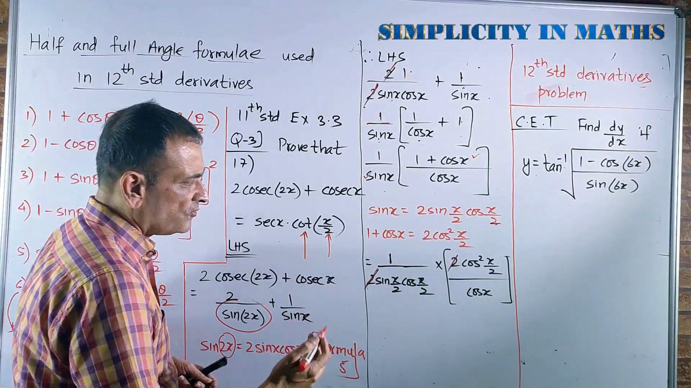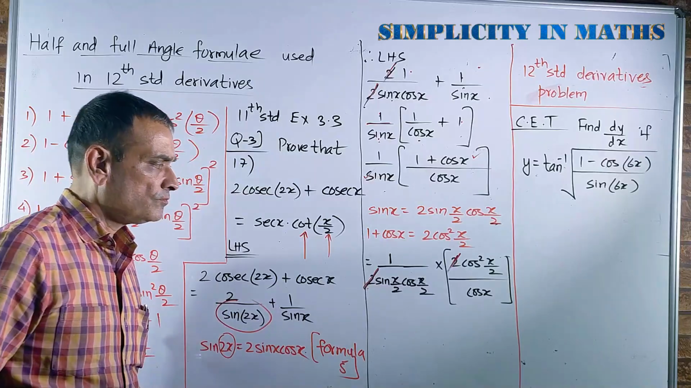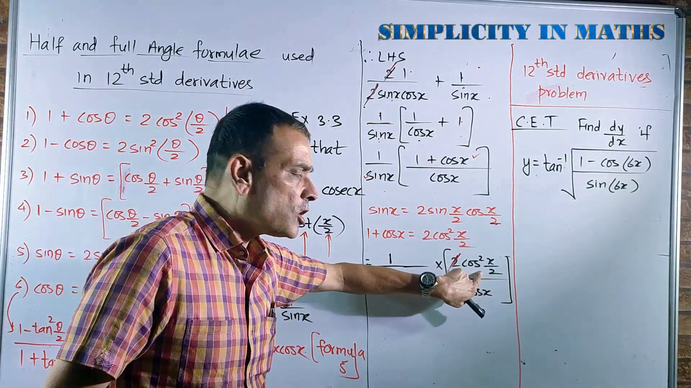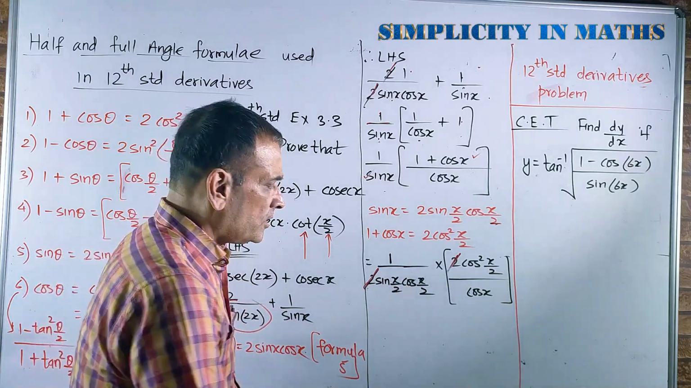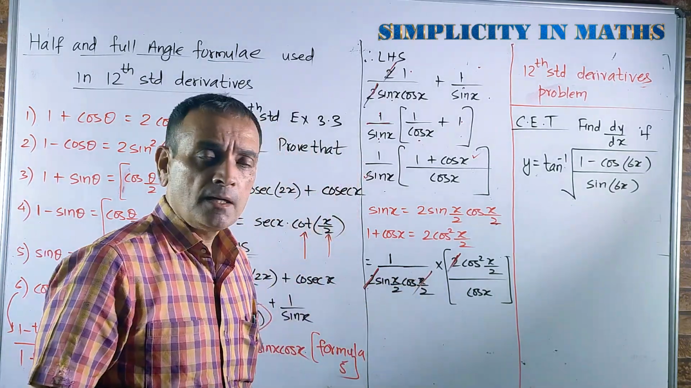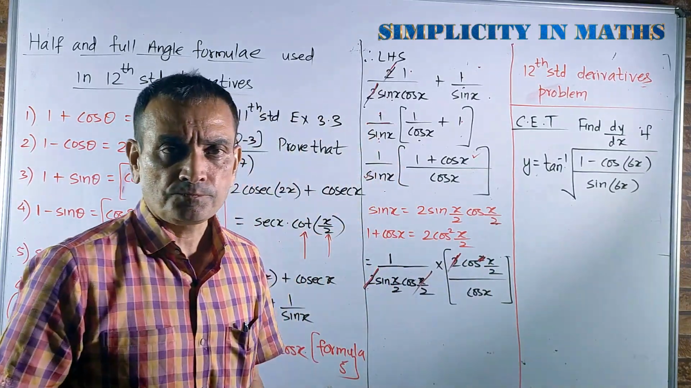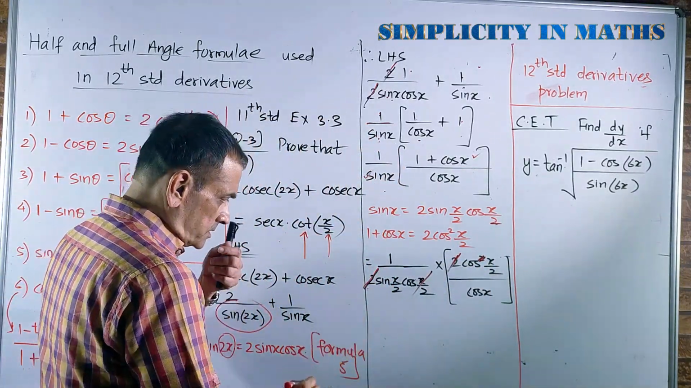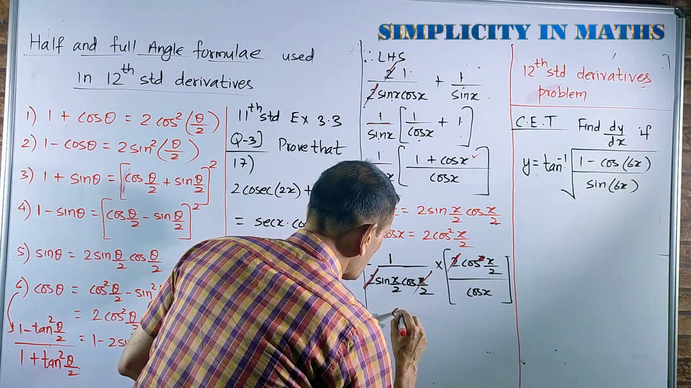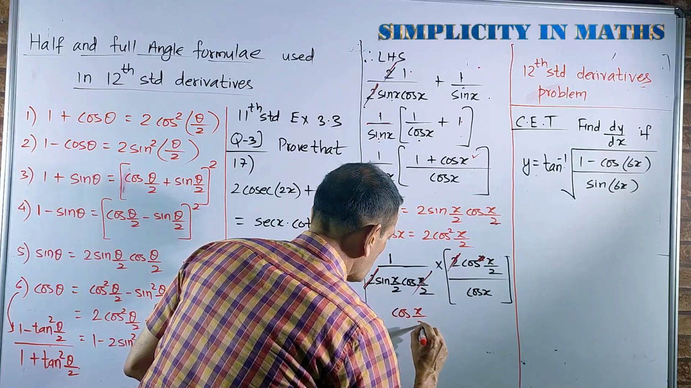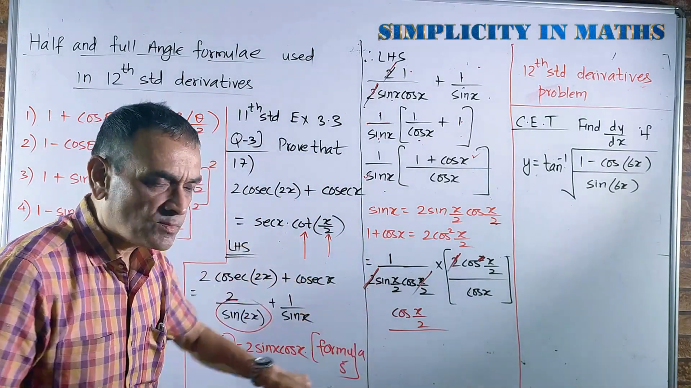Now see, we'll complete the sum now. 2 gets cancelled, 2 gets cancelled. You have cos squared x by 2 and here cos x by 2. तो एक cos x by 2 कैंसिल हो जाएगा. स्क्वायर में से एक cos x by 2 will remain. Now let us see what remains. Cos x by 2 upon इसके नीचे sin x by 2.